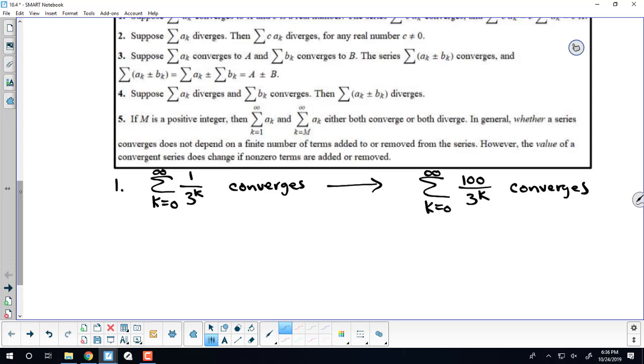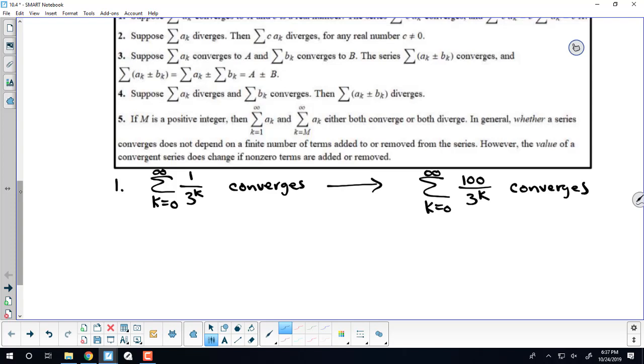Property 3 deals with what happens if we add or subtract two convergent series. It says that if the series for a converges to capital A and the series for b converges to capital B, then if we add those two together, a plus or minus b, it will converge to capital A plus or minus capital B. Does that make sense? Does anyone have any questions on that? Okay.